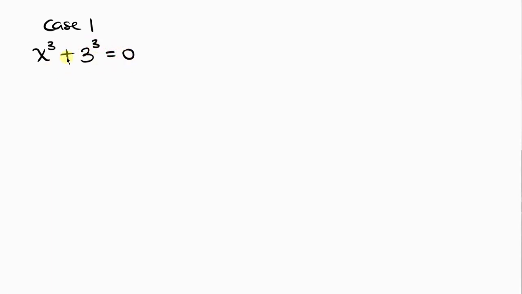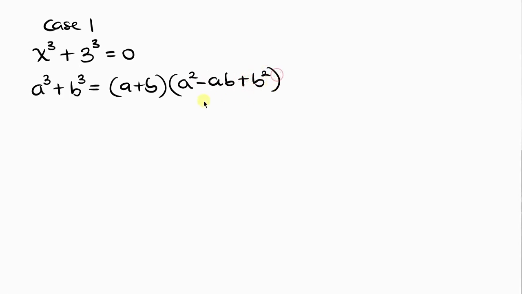Now, the property of the sum of two cubes is when I have a cubed plus b cubed, for example, this is equal to a plus b times a squared minus ab plus b squared. So this is a property we're going to be applying to solve this. So by comparison, you notice that a is x and b is 3.